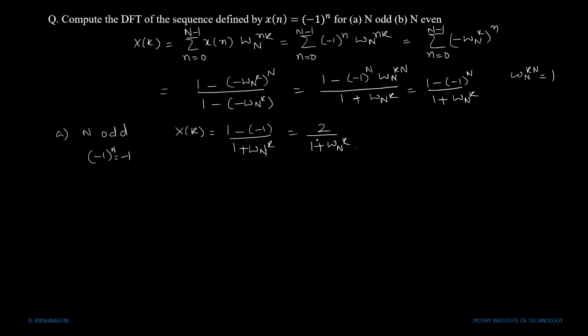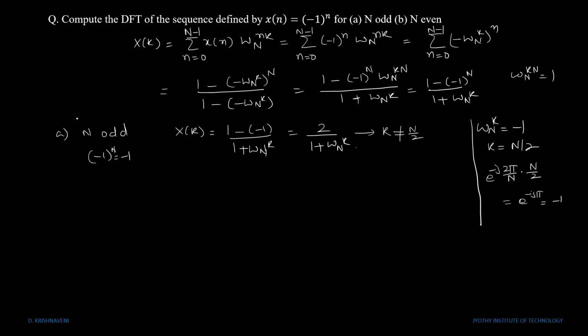Now you check the condition for which the denominator will become 0. WN to the power of k, if it becomes minus 1, then the denominator is 0, and that will arise when WN to the power of k is minus 1. That means k is equal to n by 2. You check e to the power of minus j 2 pi by n into n by 2, 2 cancels, n cancels, this will be e to the power of minus j pi, which is minus 1. So when k equal to n by 2, then WN to the power of k is minus 1, and that time the denominator will become 0. So this 2 by 1 plus WN to the power of k holds good when k is not equal to n by 2.